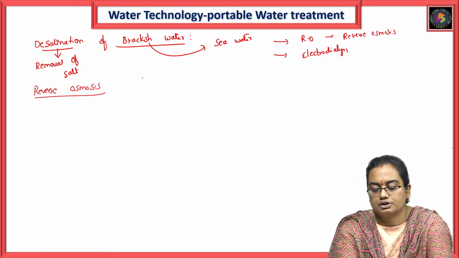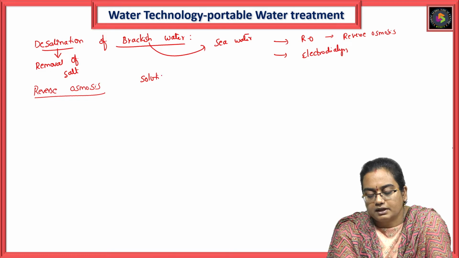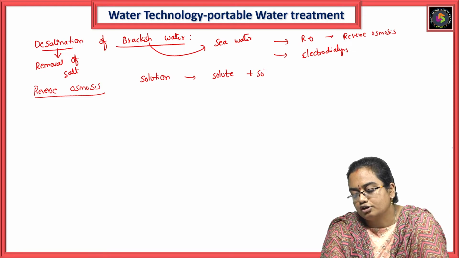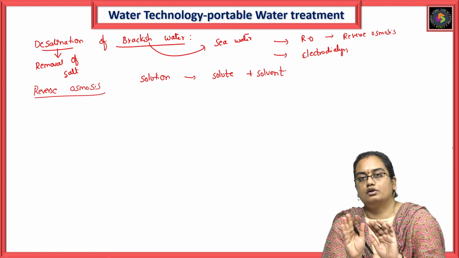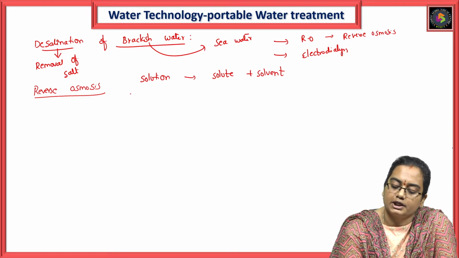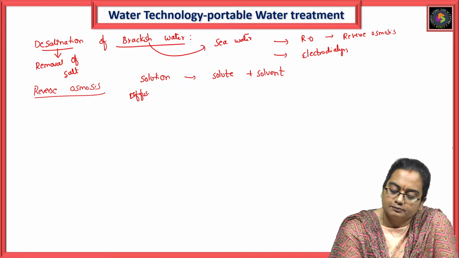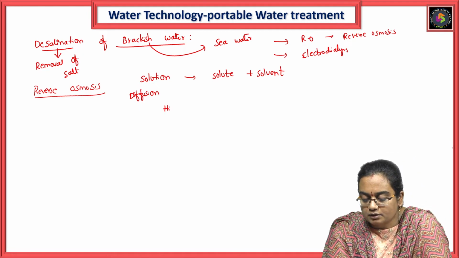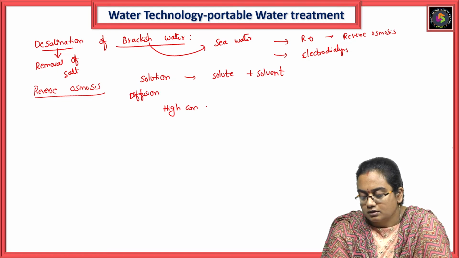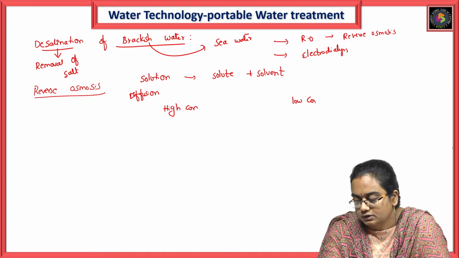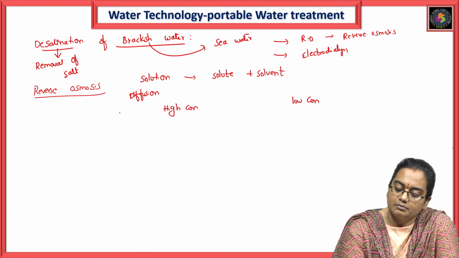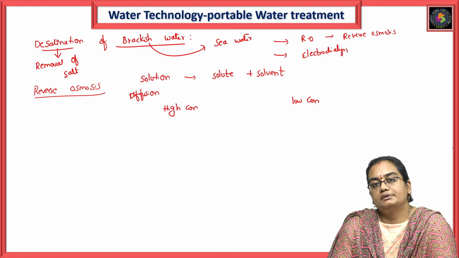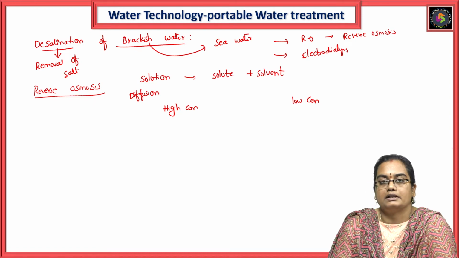Before discussing this reverse osmosis topic in detail, let me clarify a few things first. What do you mean by a solution? Solution means nothing but the combination of solute and solvent. The combination of solute and solvent is known as solution. Next, diffusion. So we have higher concentration and lower concentration. Higher concentration means we have a higher amount of solute particles. Lower concentration means we have a lower amount of solute particles.